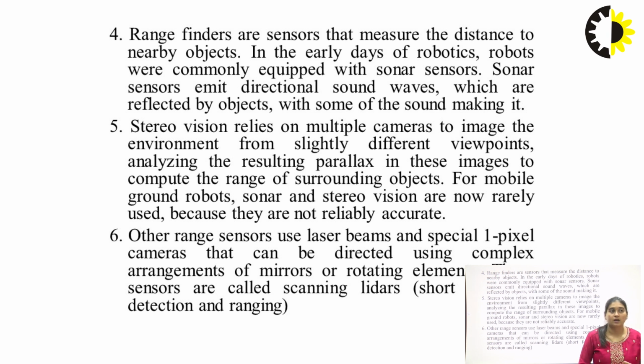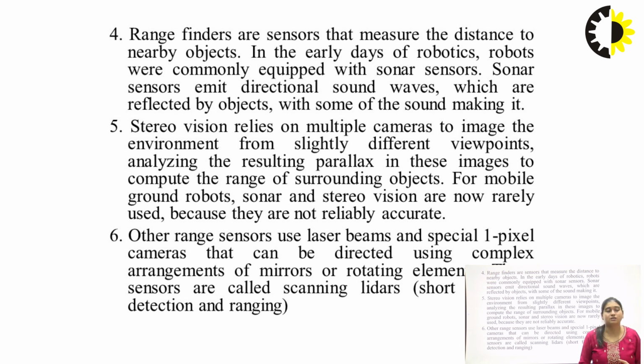Next, we have stereo vision. They rely on multiple cameras to image the environment from slightly different viewpoints and analyze the resulting parallax in these images to compute the range of surrounding objects. For mobile ground robots, sonar and stereo vision are rarely used because they're not reliably accurate. So the usage is limited.